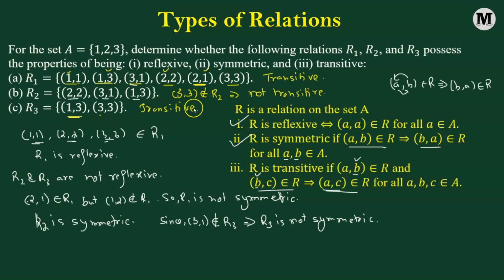So to summarize, we have shown that the relation R1 defined on the set A is going to be a reflexive relation. It is not going to be a symmetric relation, and it is going to be a transitive relation. Coming to the relation R2, R2 is not going to be reflexive. R2 is going to be symmetric, and what about transitivity? It's not going to be transitive. And then finally coming to R3, R3 is not going to be a reflexive relation, R3 is not a symmetric relation, but it is going to be a transitive relation.